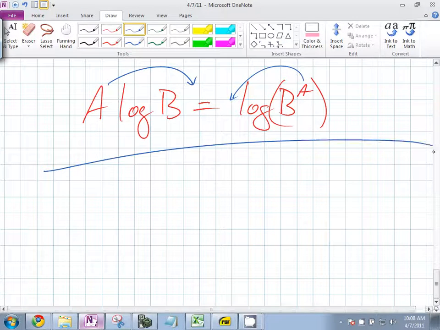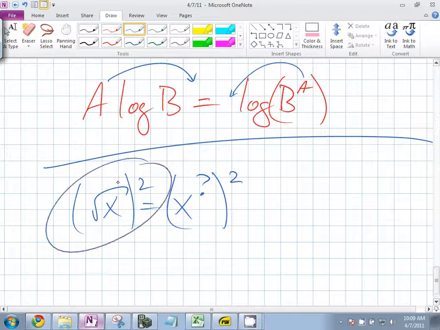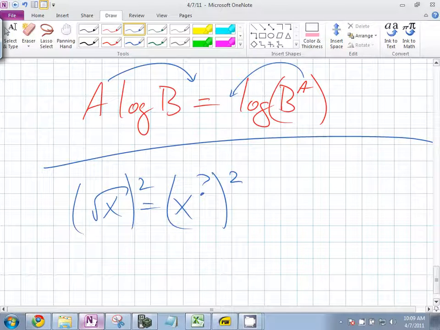That's a valid question. So for example, let's say the square root of x is equal to x to some power. Let's say you didn't know what the power was. How do you get rid of a square root? What do you want to do to both sides? Let's square both sides. When you square the square root of x, what do you end up with? x. And when you have powers of powers, what do you do with those two numbers? Multiply them. So that's x to the 2 question mark.